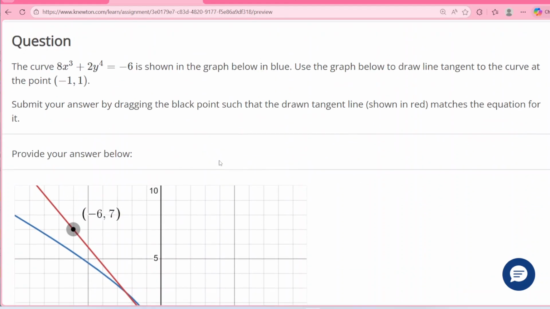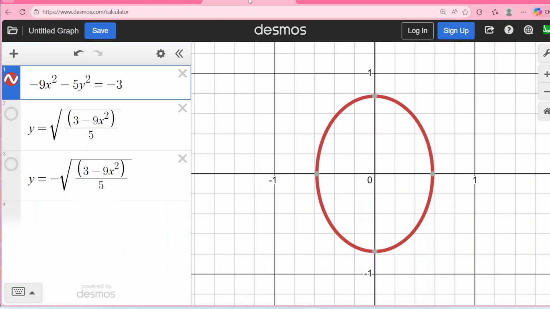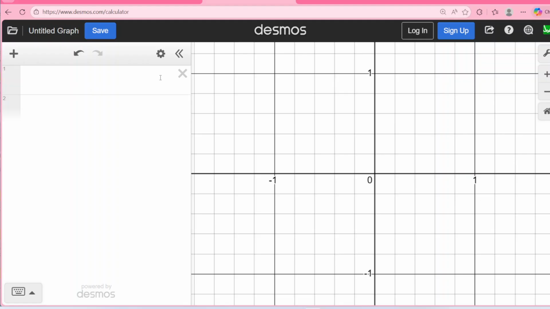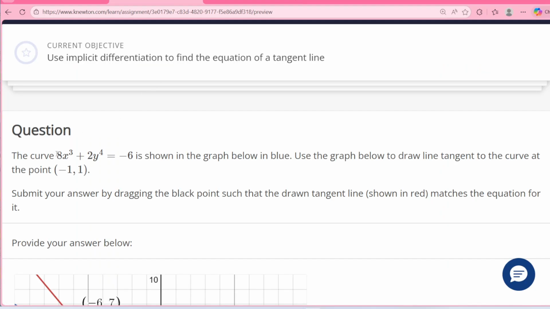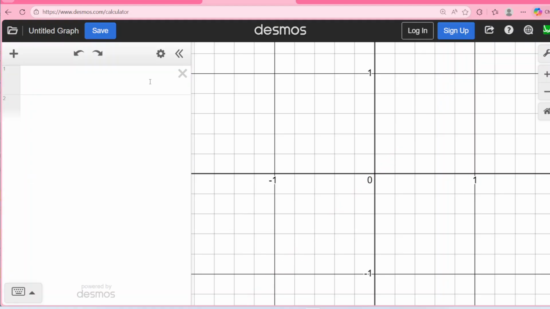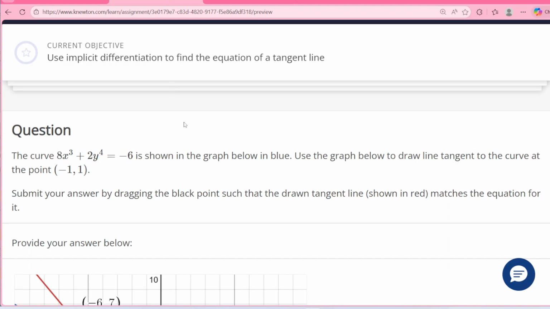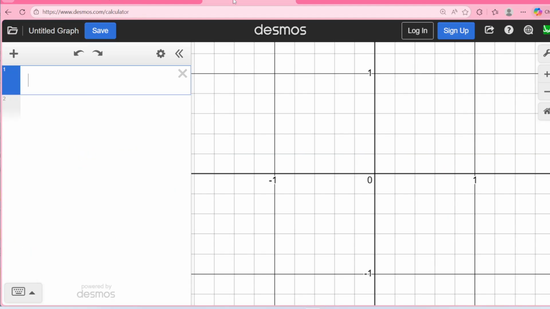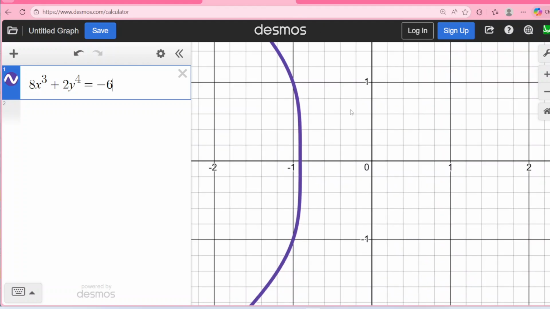So this thing here, I'll pull it up in Desmos as well. All right, so I'll maybe copy and paste this, see if it works. Oh, that does not work at all. Okay, so I'm going to type that out myself. 8x cubed plus 2y to the fourth equals -6. So there's, again, this curve, and you're seeing that.